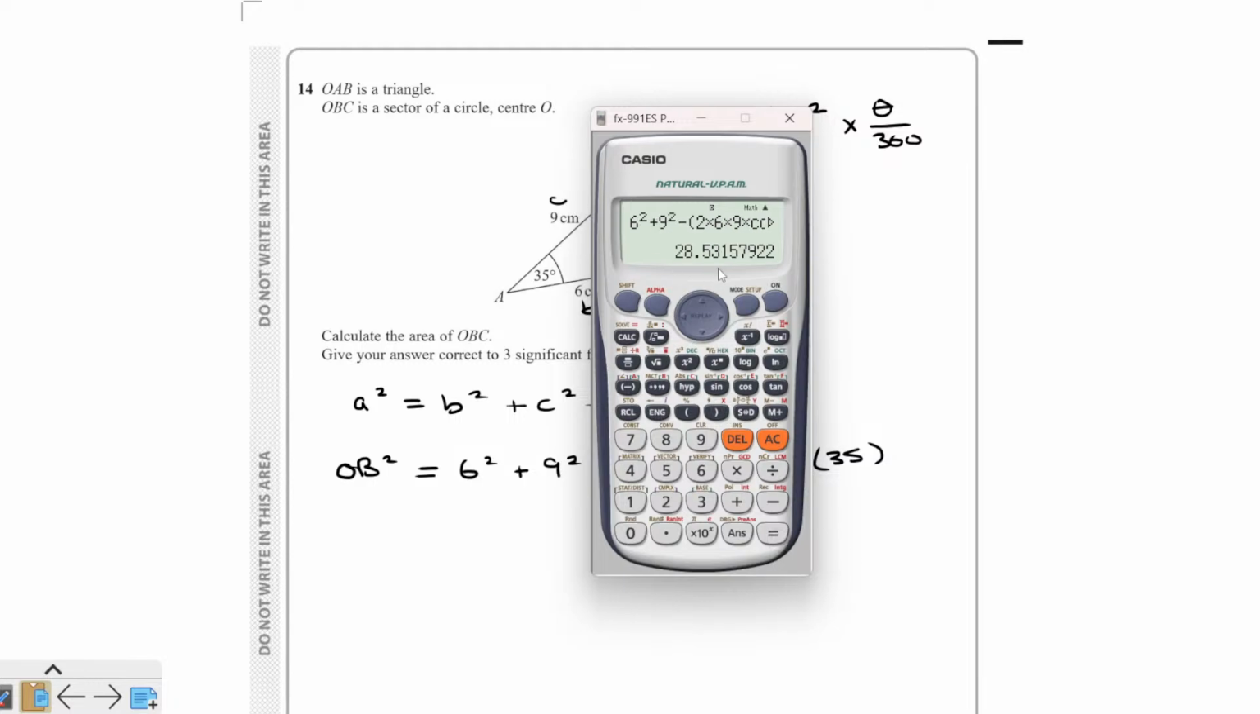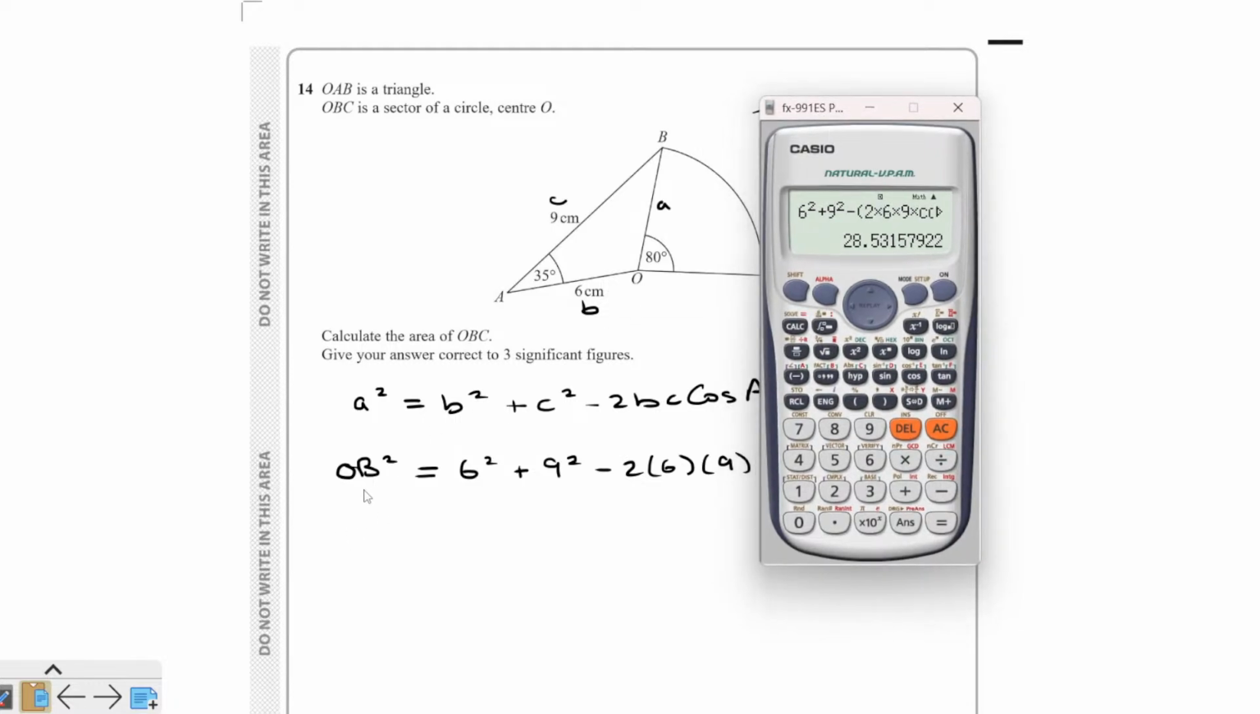And that's my answer. Now, just be careful though, because that is OB squared, isn't it? If you look at 9 and 6, 28 doesn't really match, does it? It's because it's squared. So if I were to square root that, again, just copy all of your answer, don't round it. Gives me 5.34. That makes more sense, doesn't it? If you look at the 6 and the 9, 5 is kind of in that scale. So OB, or the radius, is 5.34.